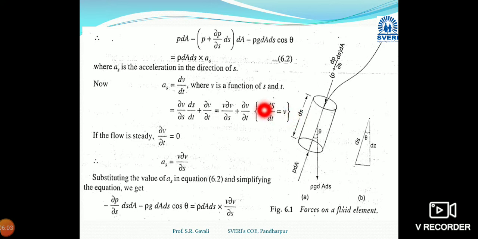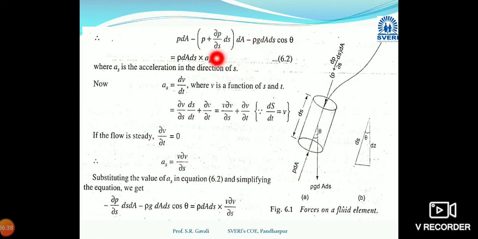Now for that, the forces which are acting in the direction of flow we have to consider positive, and forces which are acting in the opposite direction we have to consider negative. So therefore PdA minus (P plus ∂P/∂s ds) multiplied by dA minus ρg ds dA cos θ, which is the component of weight along the streamline. If we simplify, it becomes ρ dA ds into a_s.